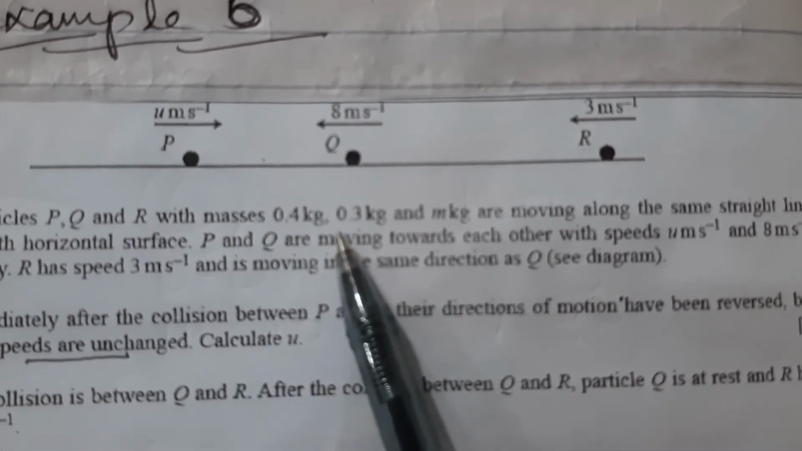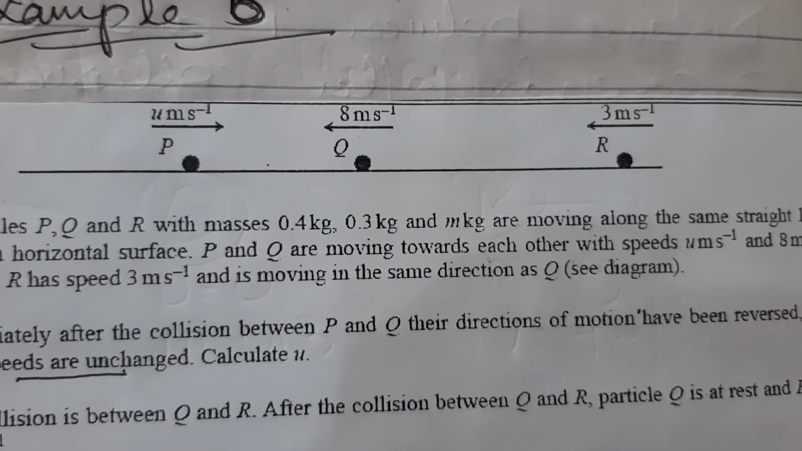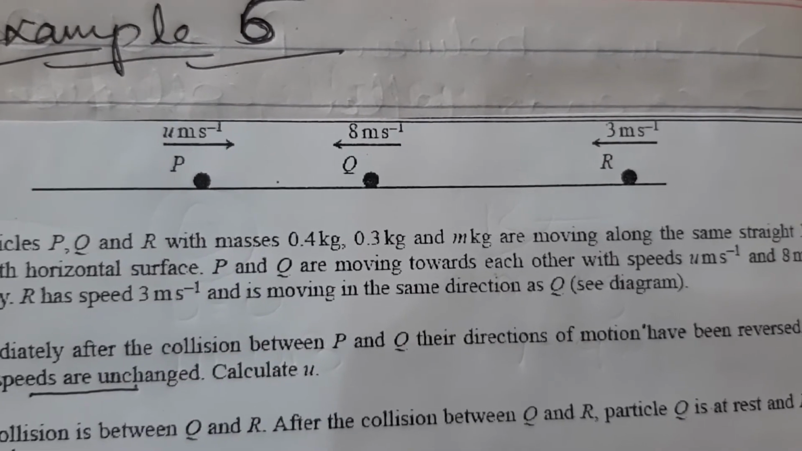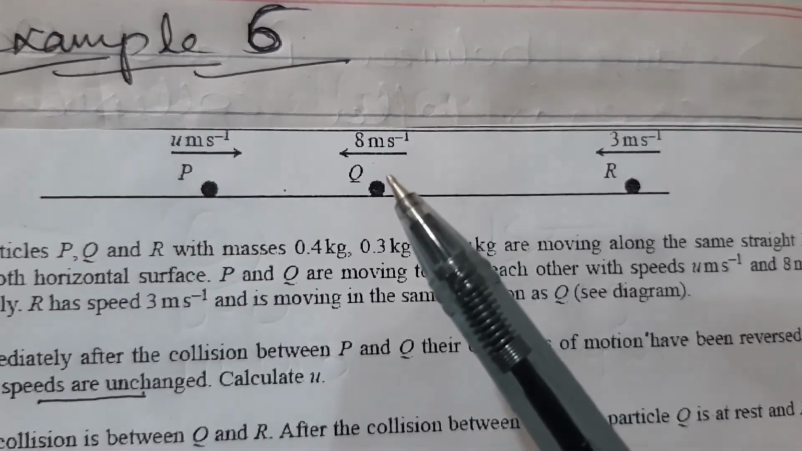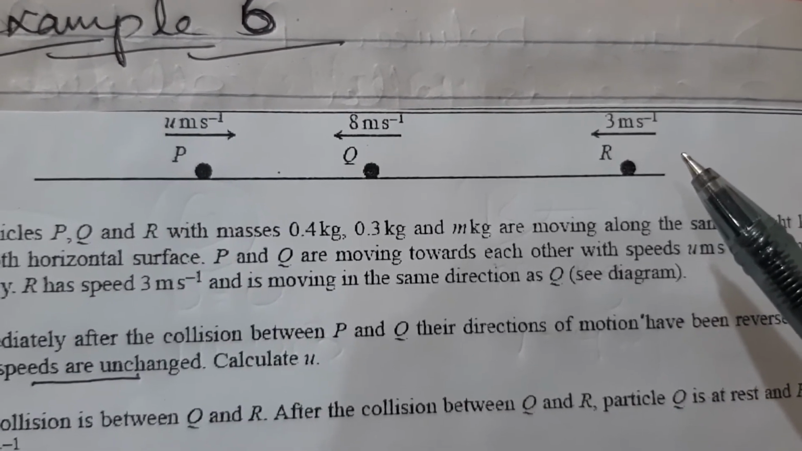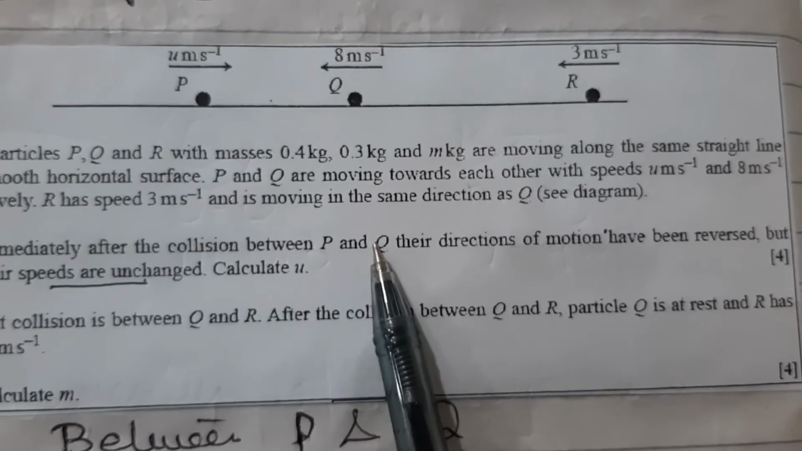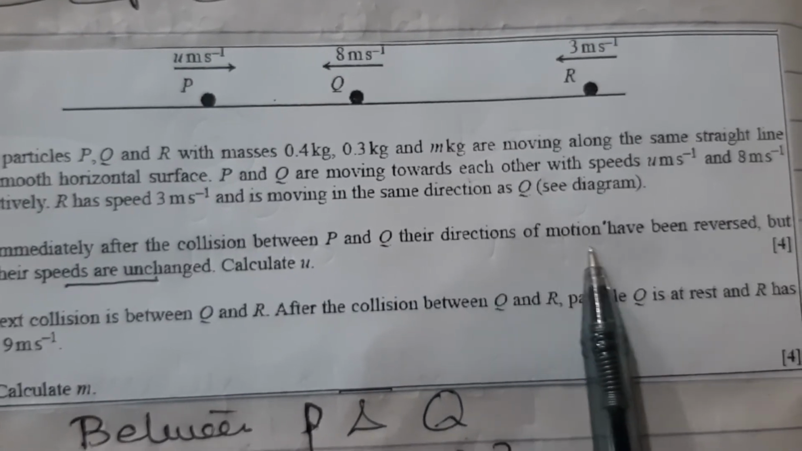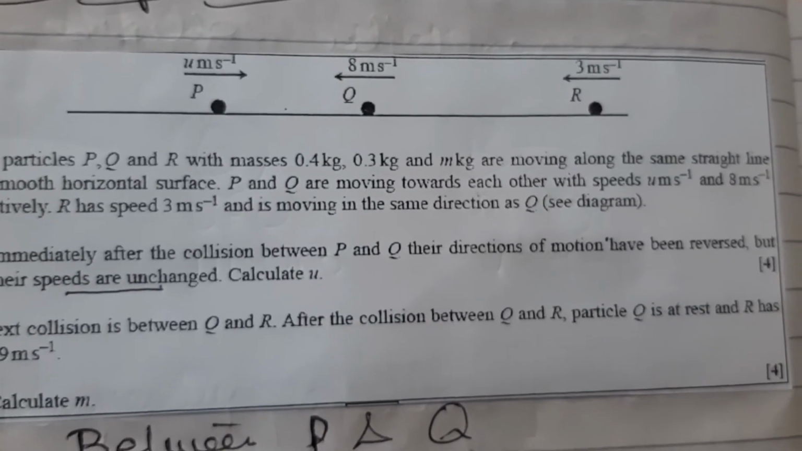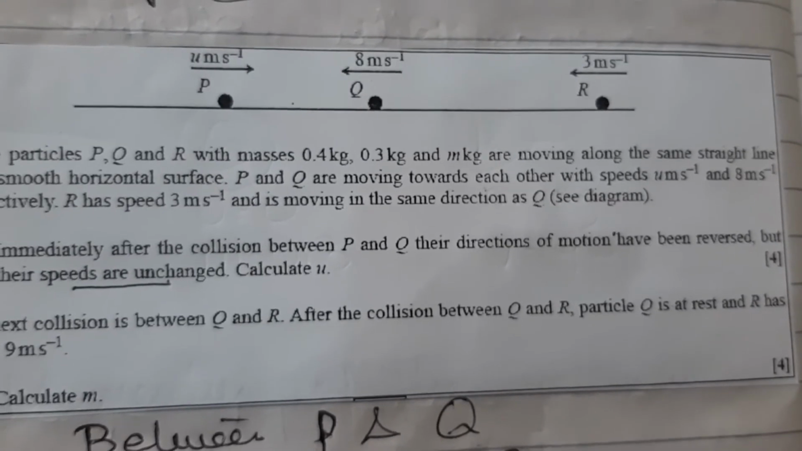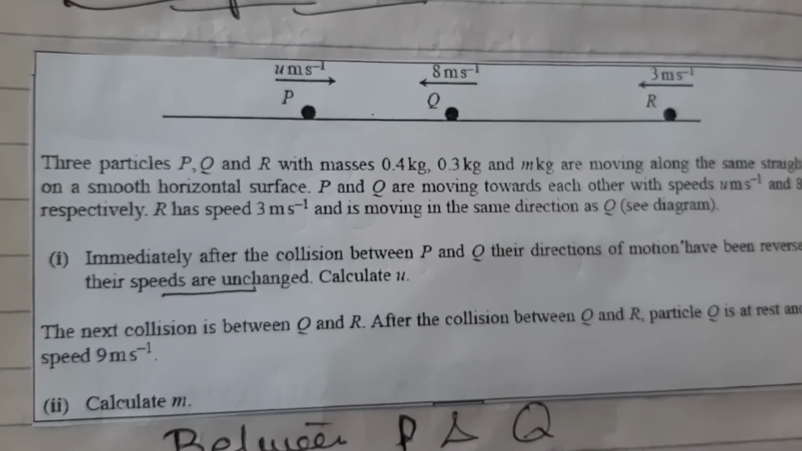The mass of P is 0.4, the mass of Q is 0.3, and the mass of R is not given. The velocity of P is u meter per second, Q is 8 meter per second, and R is 3 meter per second. So this is the question given in the description. Now the question is saying that after the collision between P and Q, their directions of motion have been reversed, but their speeds are unchanged. And we have to calculate u, which is the velocity of P. We will read part 2 of the question later. So let's find out the velocity u.